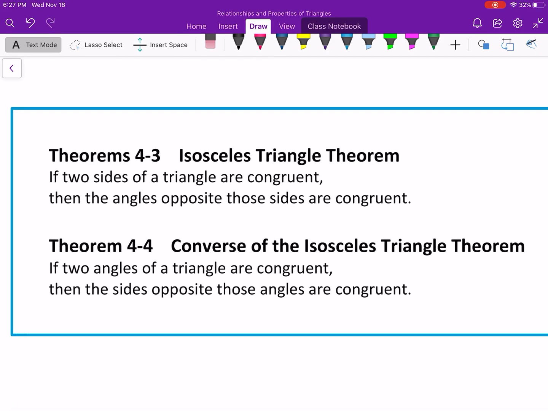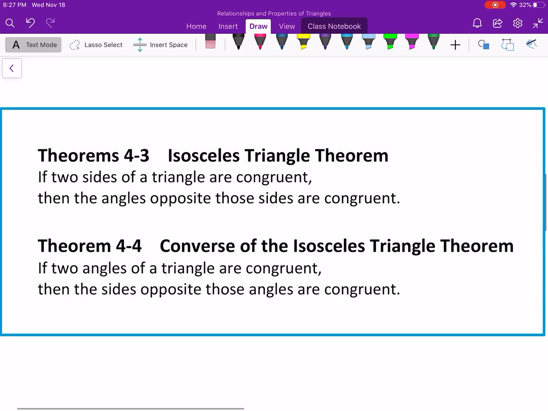Theorem 4.3 says, it's the isosceles triangle theorem. It says if 2 sides of a triangle are congruent, then the angles opposite those sides are congruent. In other words, if the legs are congruent, then the base angles are congruent.